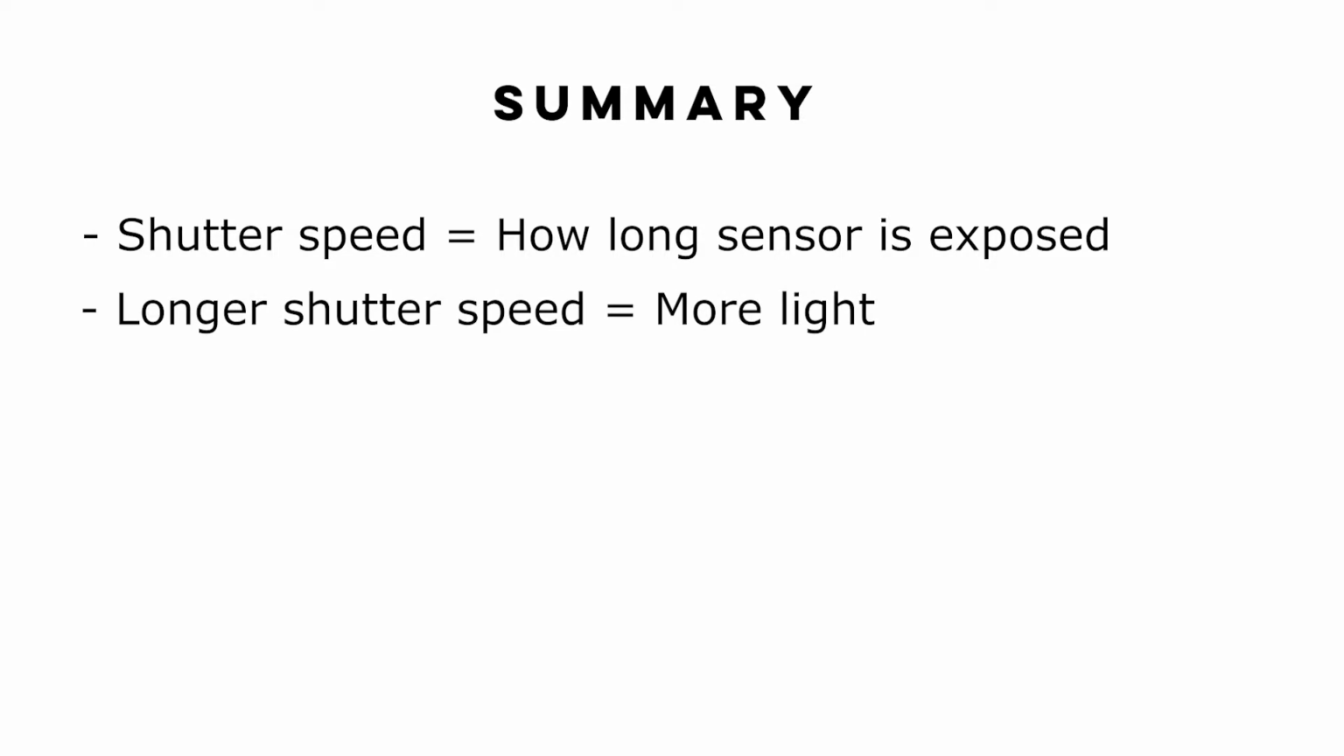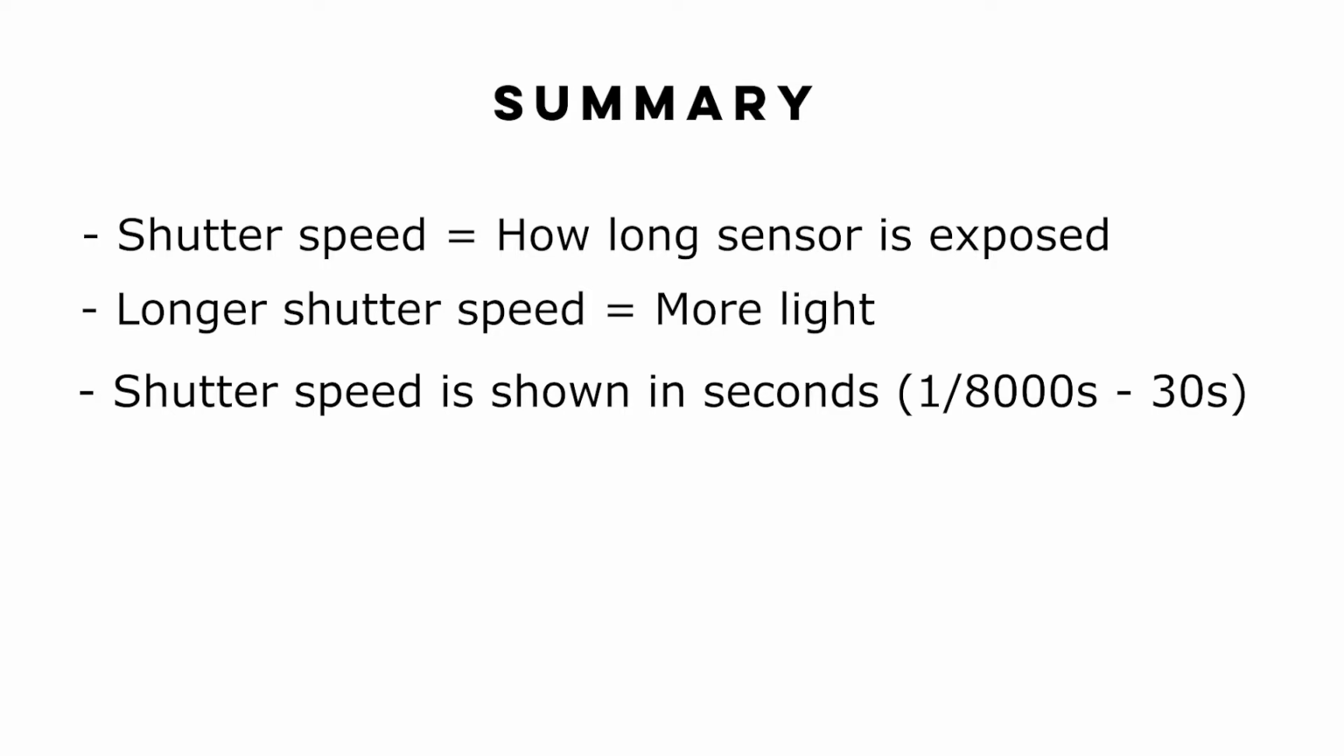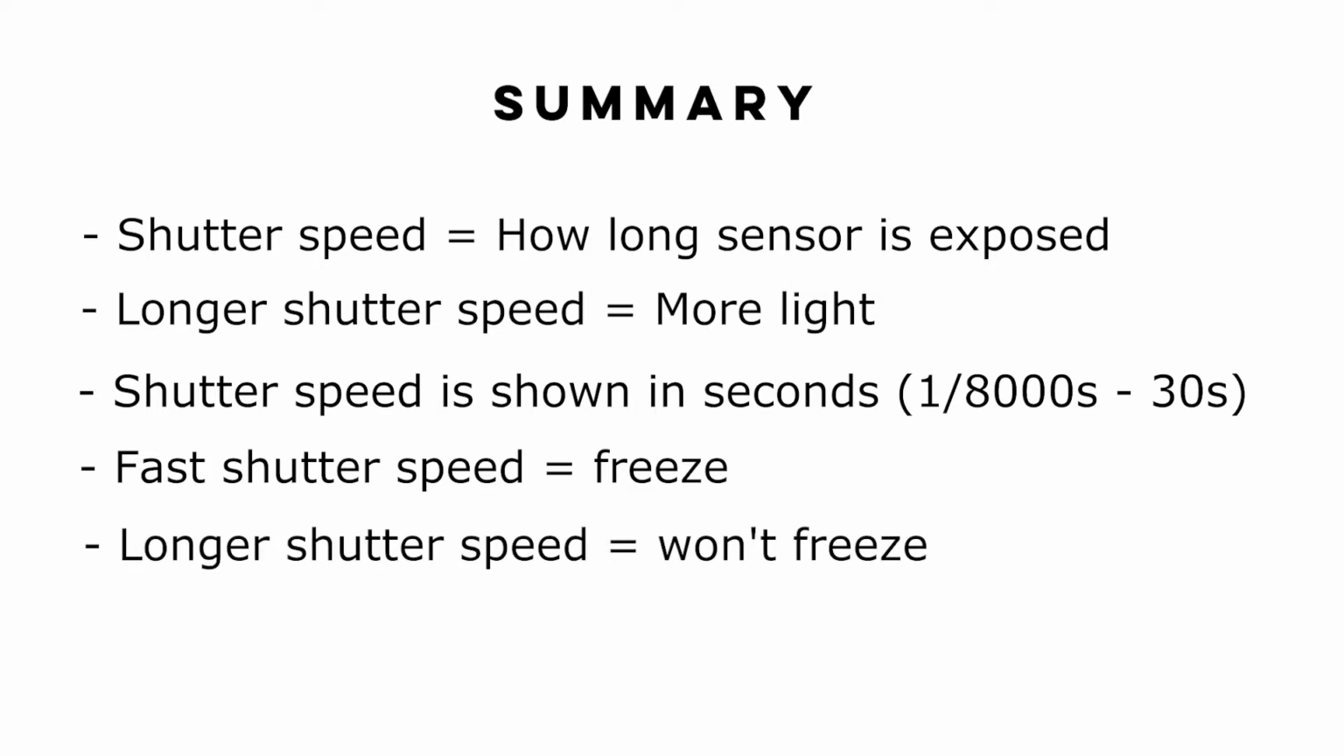The longer this is, the more light is getting on your sensor. Shutter speed is shown in seconds, mostly going from 1/8000th of a second to 30 seconds. A faster shutter speed will freeze your camera shake and also freeze the subject's motion. A longer shutter speed means that you'll more likely see camera shake and also see more movement in your subject. So when you're photographing people, you need a faster shutter speed to freeze their motion than when you're, for example, shooting landscapes. So this was the last video about camera settings.